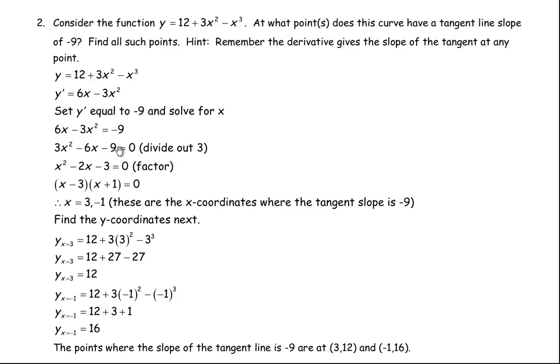All these coefficients divide evenly by 3. I didn't show the 3 factored out here. I'm just dividing both sides by 3. So it becomes x squared minus 2x minus 3. And so we're going to factor that now.